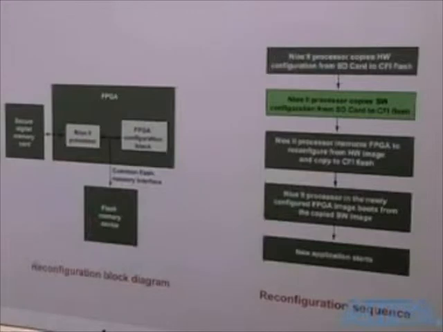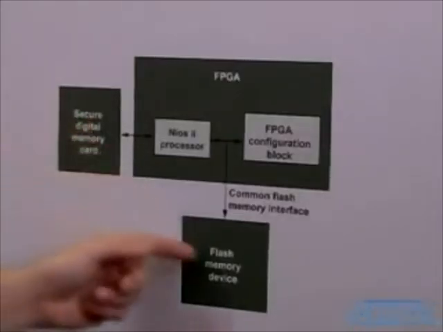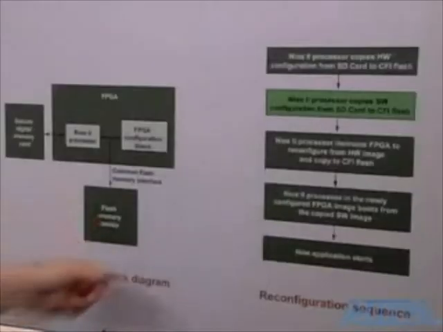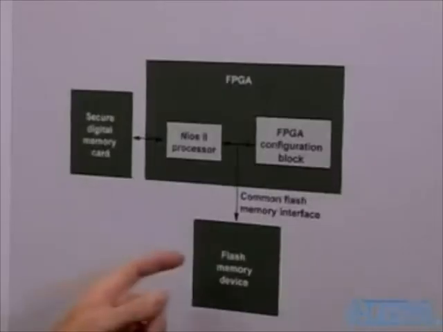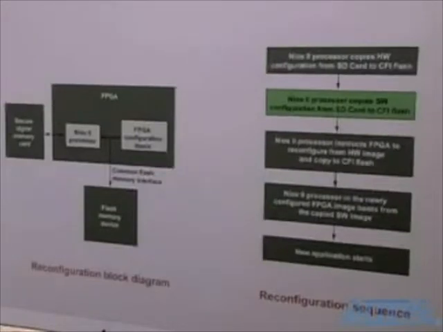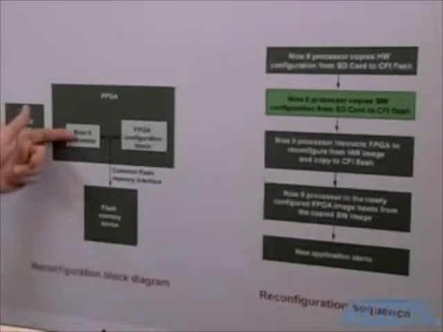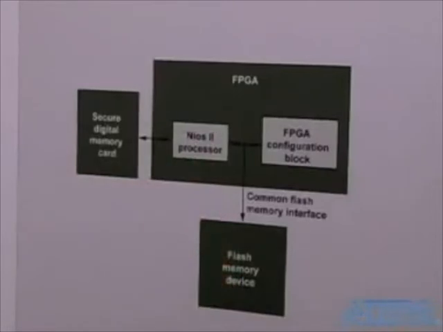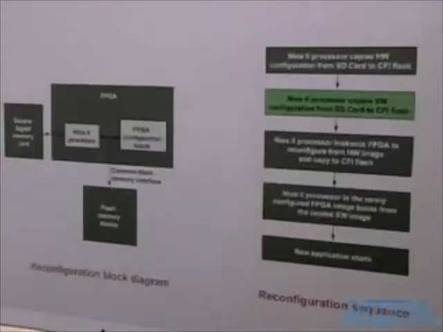To reconfigure, first the processor copies the hardware image from the SD card to the flash memory device. Next, it does the same thing with the software image. Then, the processor instructs the FPGA to reconfigure itself from the flash memory. The new configuration, which contains a new NEOS 2 processor, then boots from the flash memory device. The application then starts and begins running.